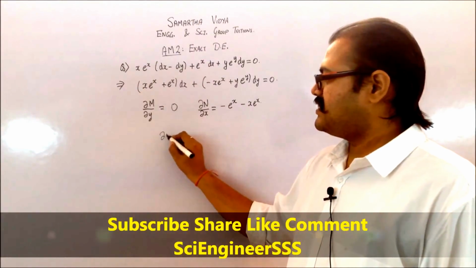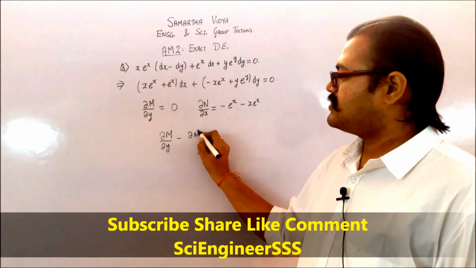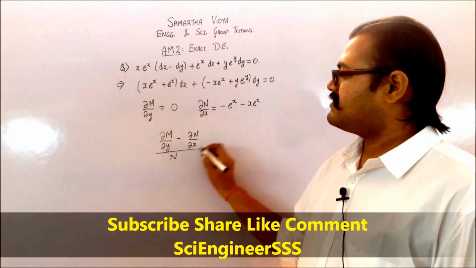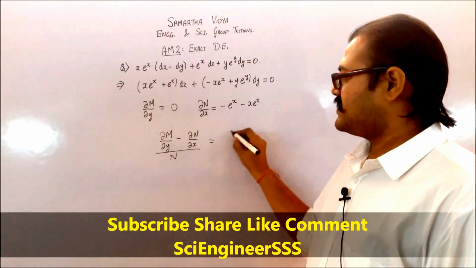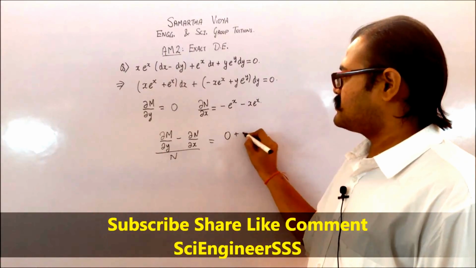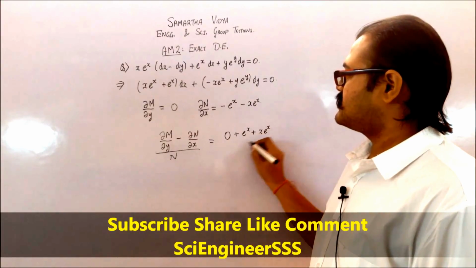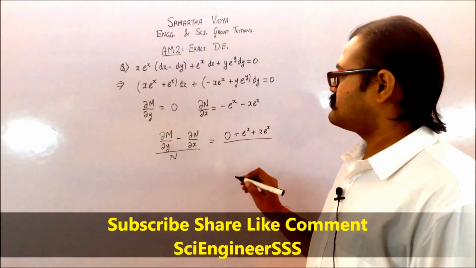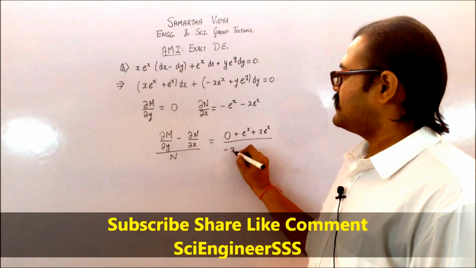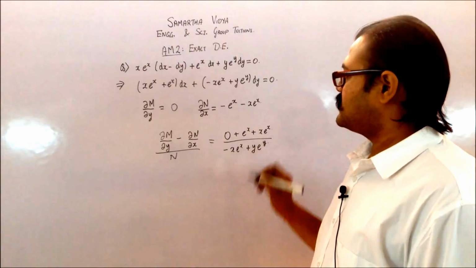So that is going to be dou m by dou y minus dou n by dou x. This thing should be divided by n. So if we are checking that, we'll be getting this as 0 minus of this, so that becomes plus e raised to x plus x e raised to x divided by n. So that is going to be minus x e raised to x plus y e raised to y.